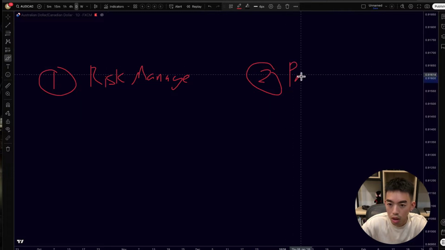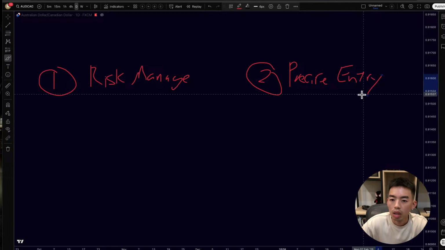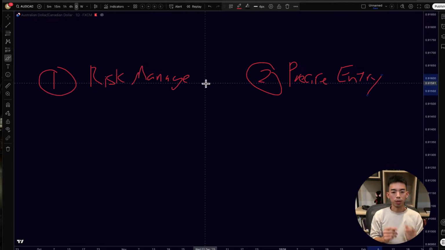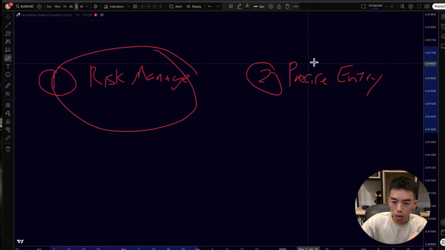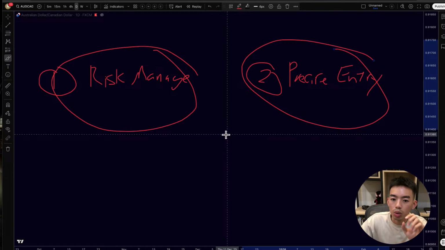So, precise entry. And that's pretty much it. Notice I'm not talking about strategy here. When it comes to time frame, I'm just using it to trade safer, get in quicker, and get in at a precise spot.